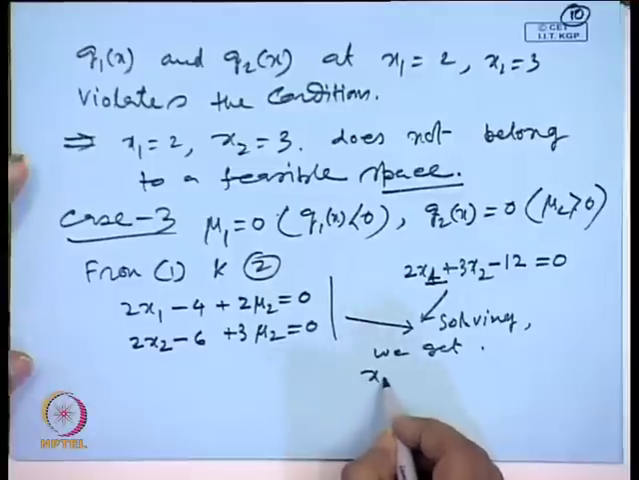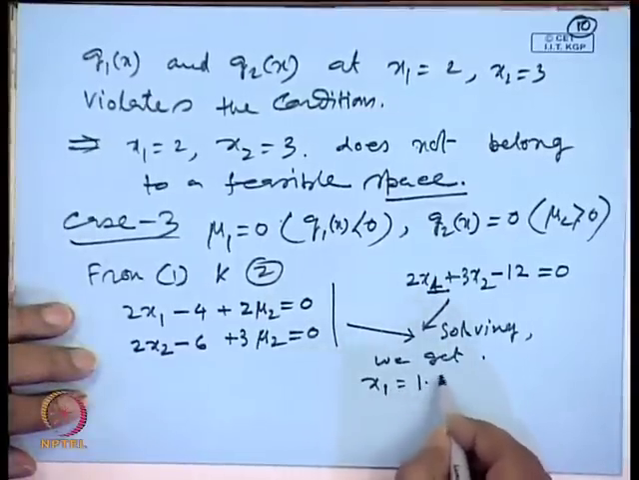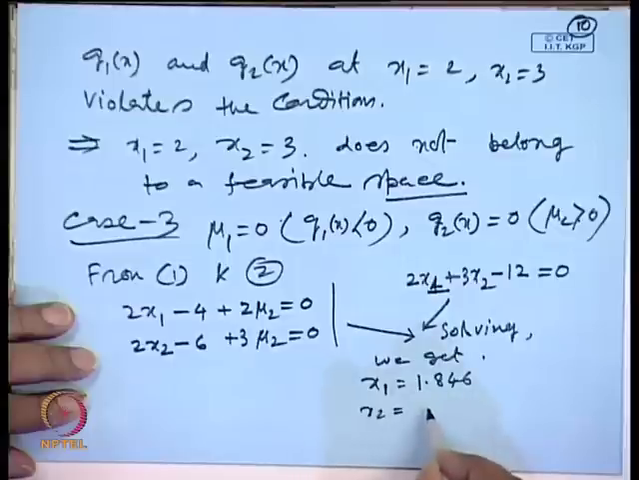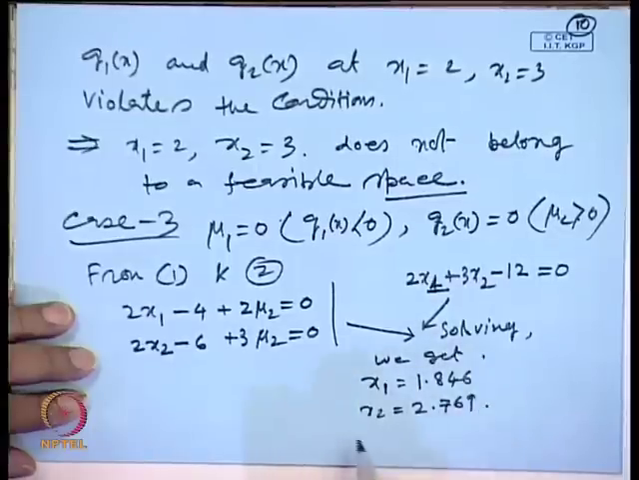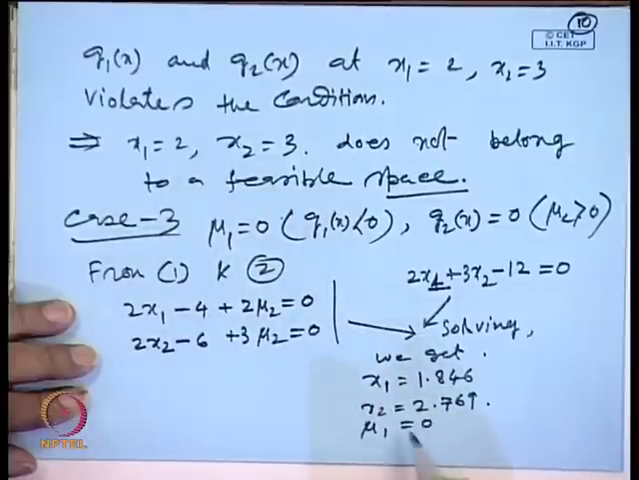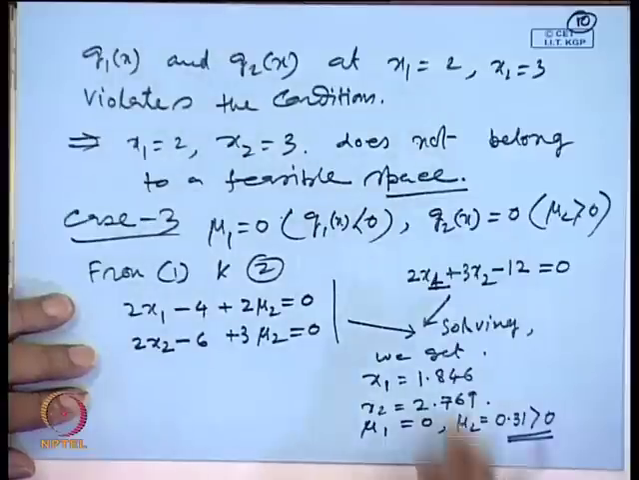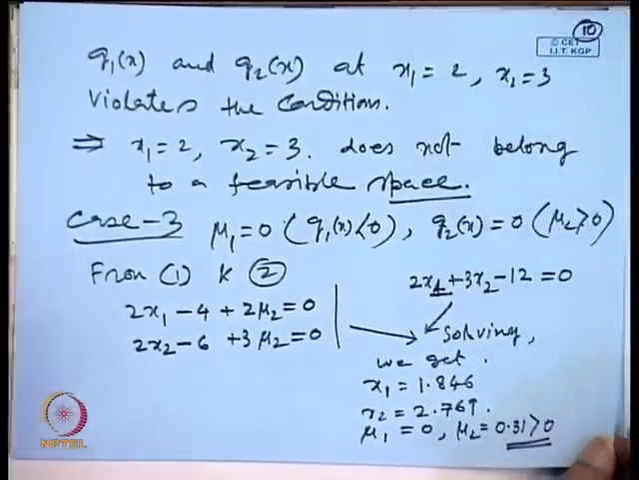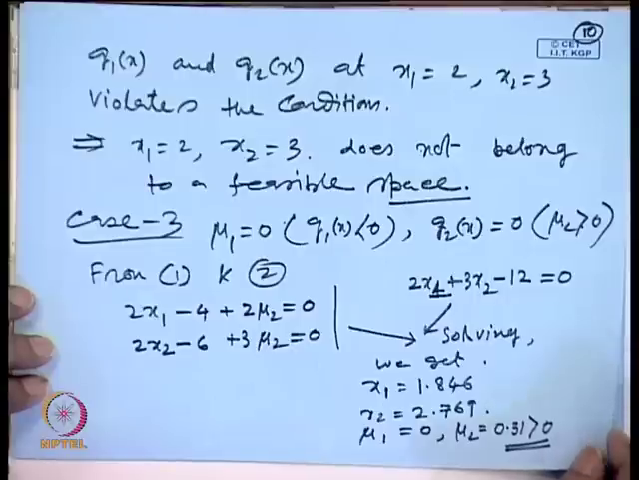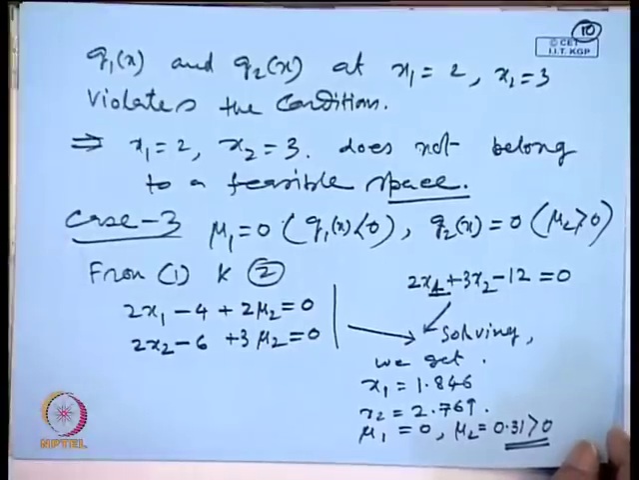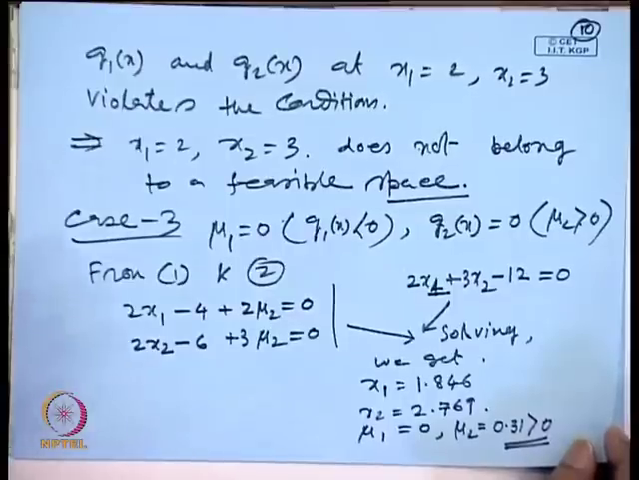we get x 1 is equal to 1.846, x 2 is equal to 2.769, and mu 1 you have considered is 0, and mu 2 we are getting is 0.31, which is greater than 0. Agree? So, this satisfies all the conditions. So, this may be one of the possible solutions to get the minimum value of the function, but still you have to check it, either by monotonicity analysis or by KKT second order conditions.